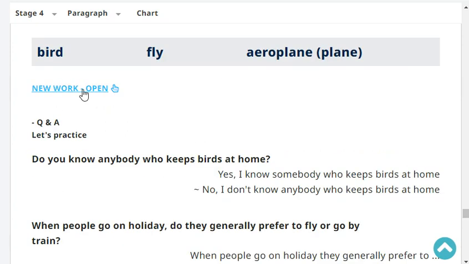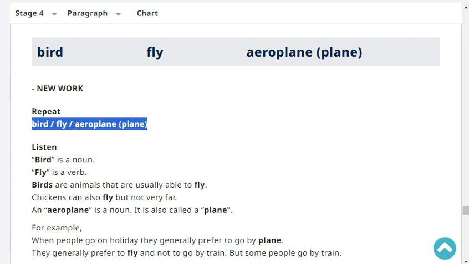Okay, next repeat. Bird, fly. Okay, next one is aeroplane. Very good. So this spelling is the British spelling, aeroplane. Okay, American spelling is like this, airplane. So British has three syllables, aeroplane. American airplane, two.